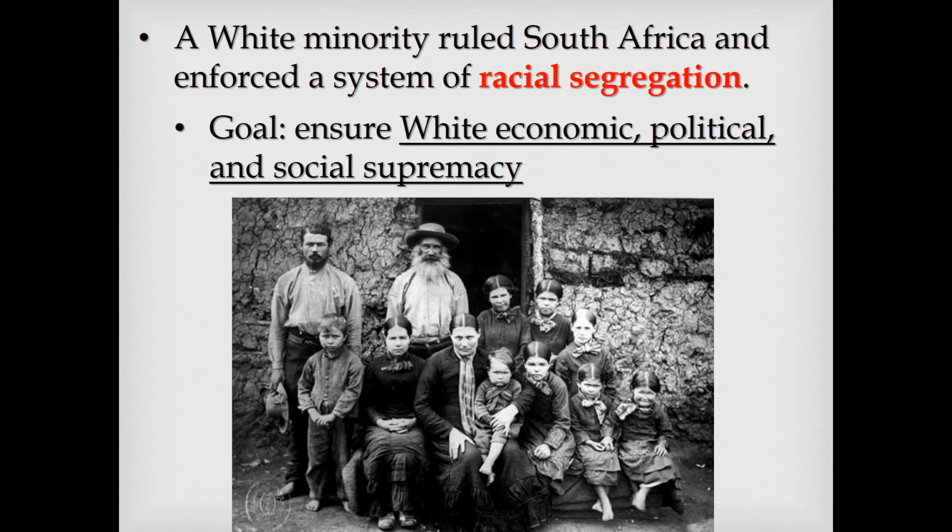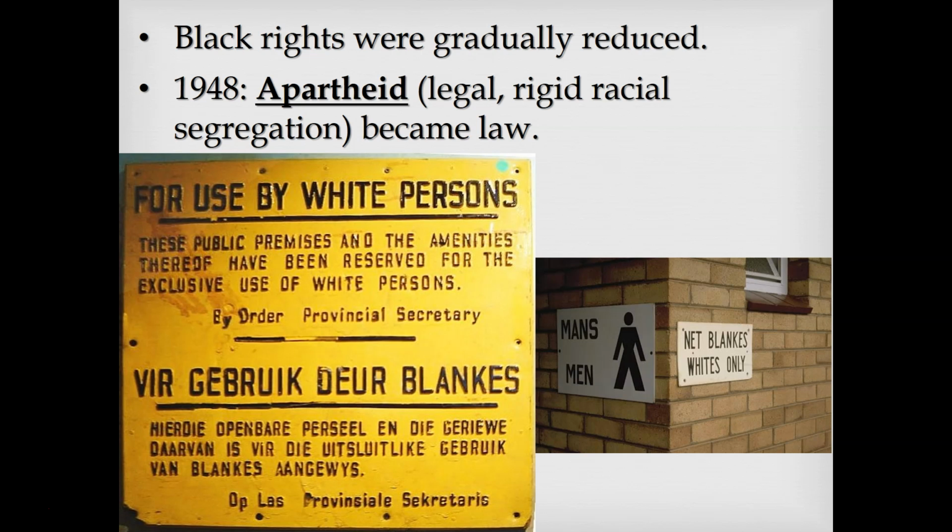And even though they are not a majority, they're a relatively small minority in South Africa, they had all the political and economic power. And the goal of this racial segregation system they're going to establish is to make sure that the white minority of South Africa continues to rule over the country and have the final say in what goes on there. And so as a consequence, the rights of the native black population of South Africa were reduced over time.